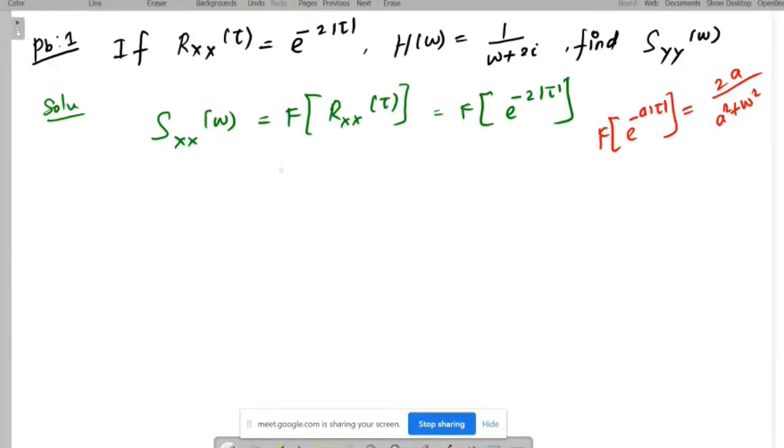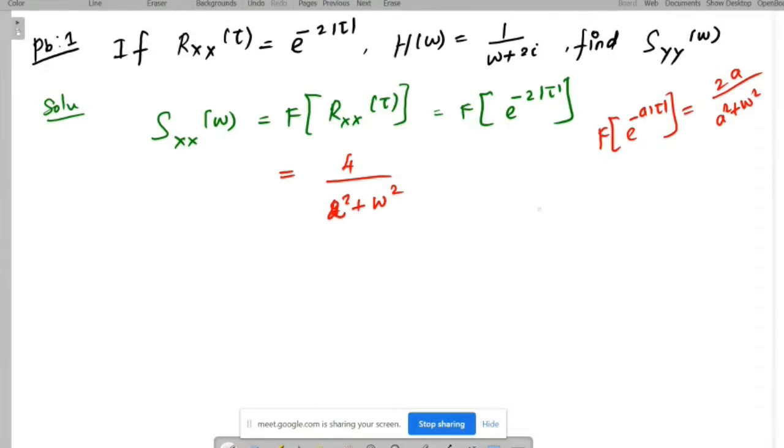So from that, you may get 4 divided by 2 square plus omega square, right? So after substituting a equal to 2, you may get the Fourier transform of this value. So you can directly apply the results. No need to derive the formula, right? Directly you can apply the standard result of the Fourier transform. So before doing this problem, better you recall all the formulas in Fourier transform and inverse Fourier transform, right? So I have calculated S xx of omega.